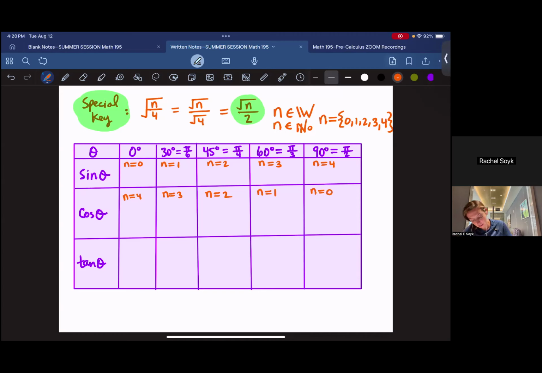So when we plug these in, what do we get? Square root of 0 over 4 is 0, so sine of 0 is 0. Square root of 1 over 2 is 1/2. Sine of 30 is 1/2. Square root of 2 over 2 is sine of 45. Square root of 3 over 2 is sine of 60. And square root of 4 over 2 is the same as 2 over 2, which is the same as 1, and that is sine of 90.